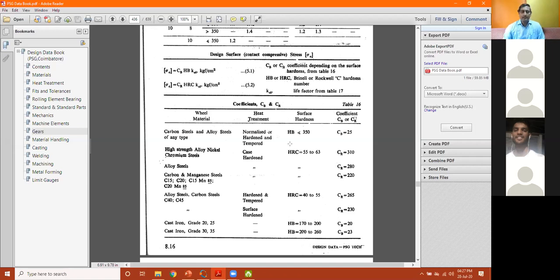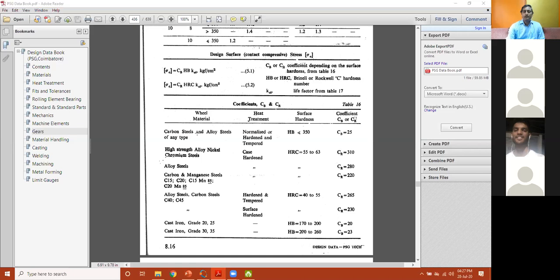We have selected the material for the pinion as 40Cr1, and we have assumed that the Brinell hardness number is less than 350. If you look at this table 16, carbon steel and alloy steel of any type, normalized or hardened and tempered, we have considered a similar material here. HB is less than 350, so we consider Cb equal to 25. Write down from table 16, page number 8.16, the value of Cb as 25.